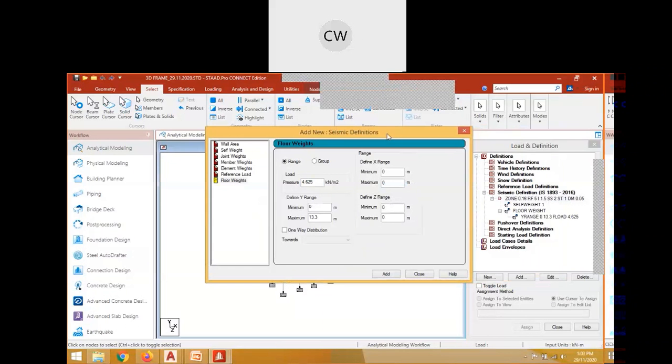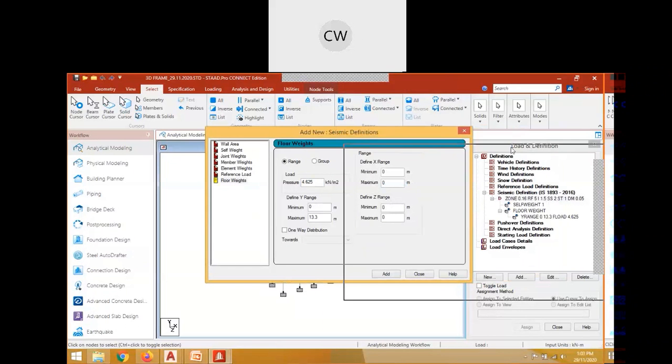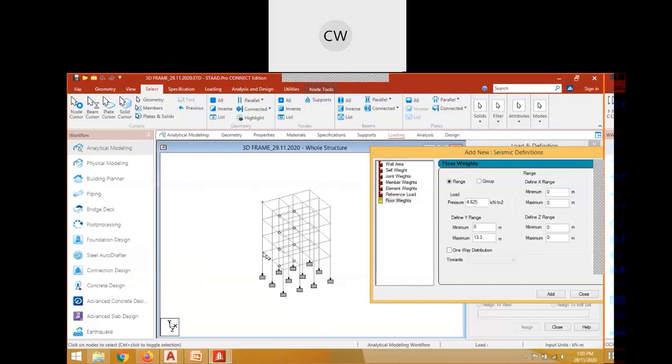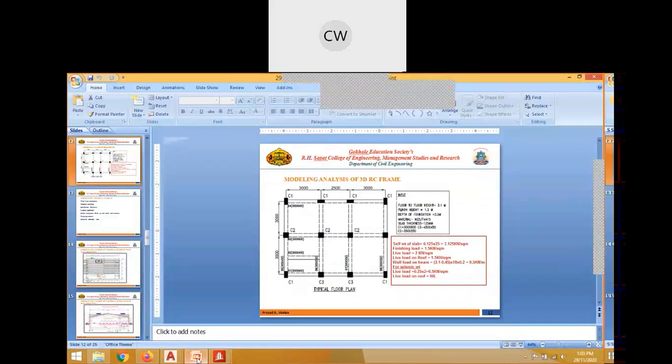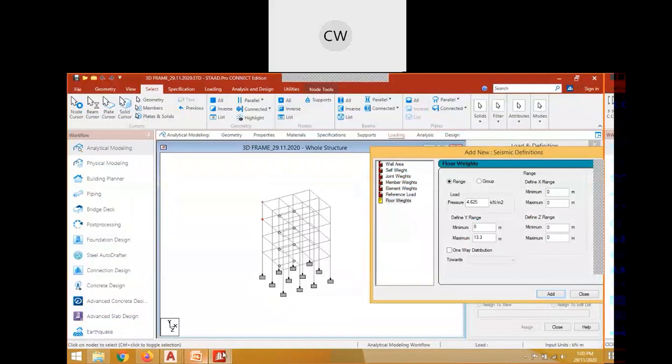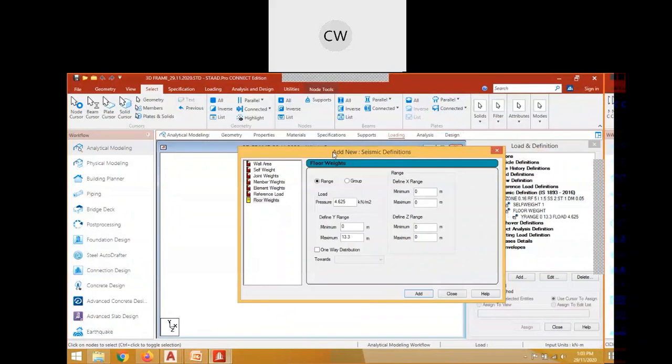Now the remaining load is your live load. For that I will specify in two parts. The loads are there on the floors, and the roof we have to neglect, so we need not consider the roof. Only three levels you have to generate. For that, we have to check the live load intensity. The live load intensity is considered as 2 kilonewton, so 25% of that will be 0.5. So only 0.5 live load you have to consider for seismic weight.